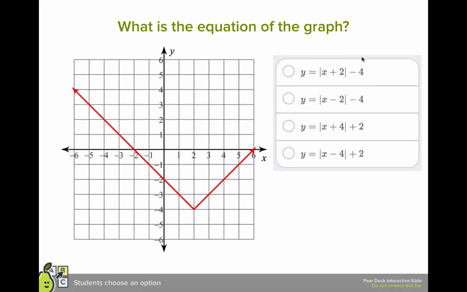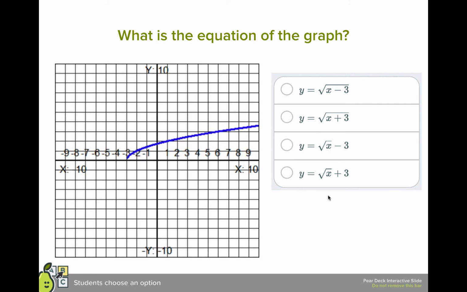All right, using these problems, using this graph, what is the equation of that graph? Okay, so your vertex is right 2, down 4. So opposite same. It should be B. Opposite right 2, down 4. What's the equation of this graph?